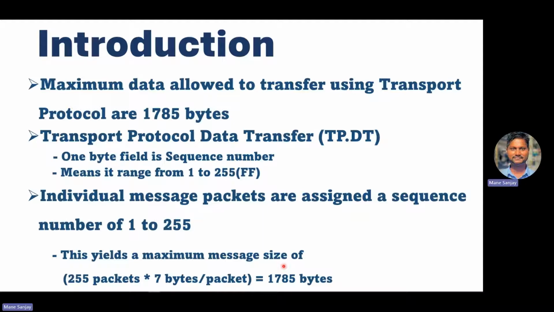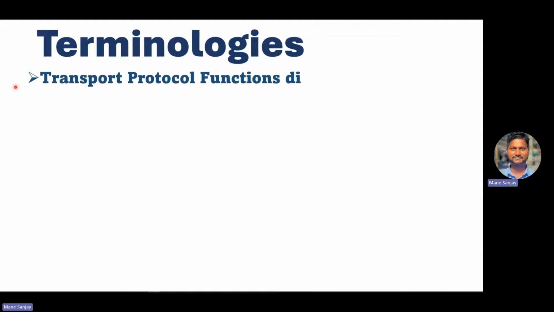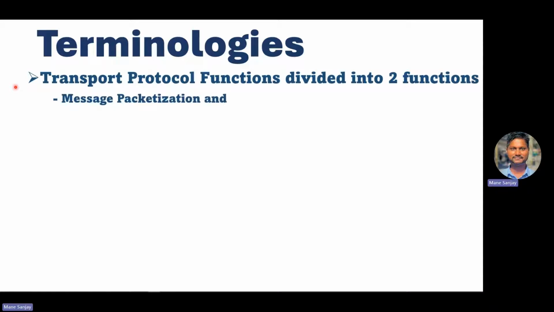So let's understand the different terminologies. Till now, I have used TP.DT and TP.CM, but there are many terms associated with the transport protocol. First, I'll talk about the transport protocol function, which is divided basically into two major functions. The first function is message packetization and reassembly, right?